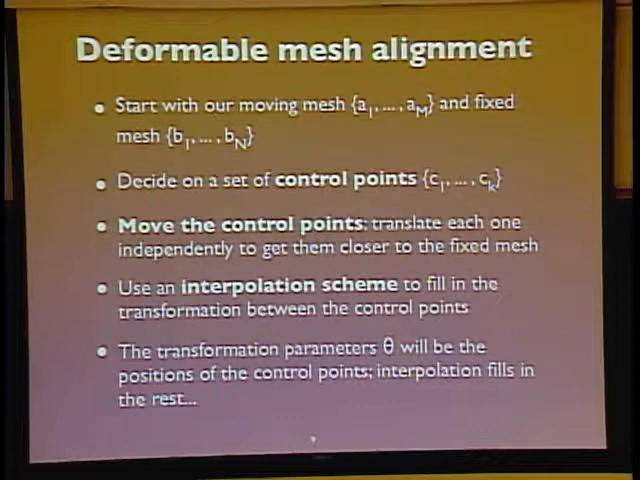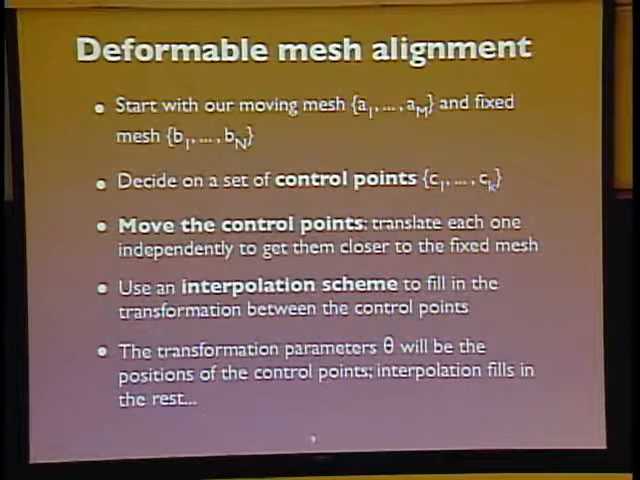Then what we're going to do is use interpolation, which we kind of grazed the surface of in a previous lecture. Interpolation is a way to fill in the transformation values in between those control points. So we're going to define the transformation in terms of the translations of all the control points and then fill in the gaps.